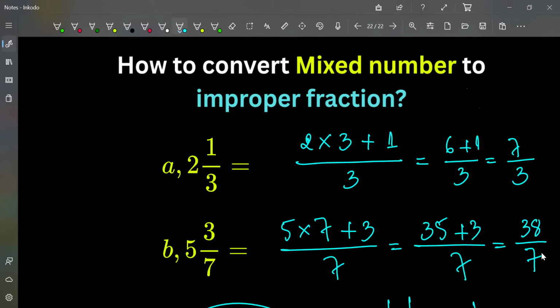In the next video, I will show you how to convert an improper fraction into a mixed number. Yes, I will reverse it with all of you.